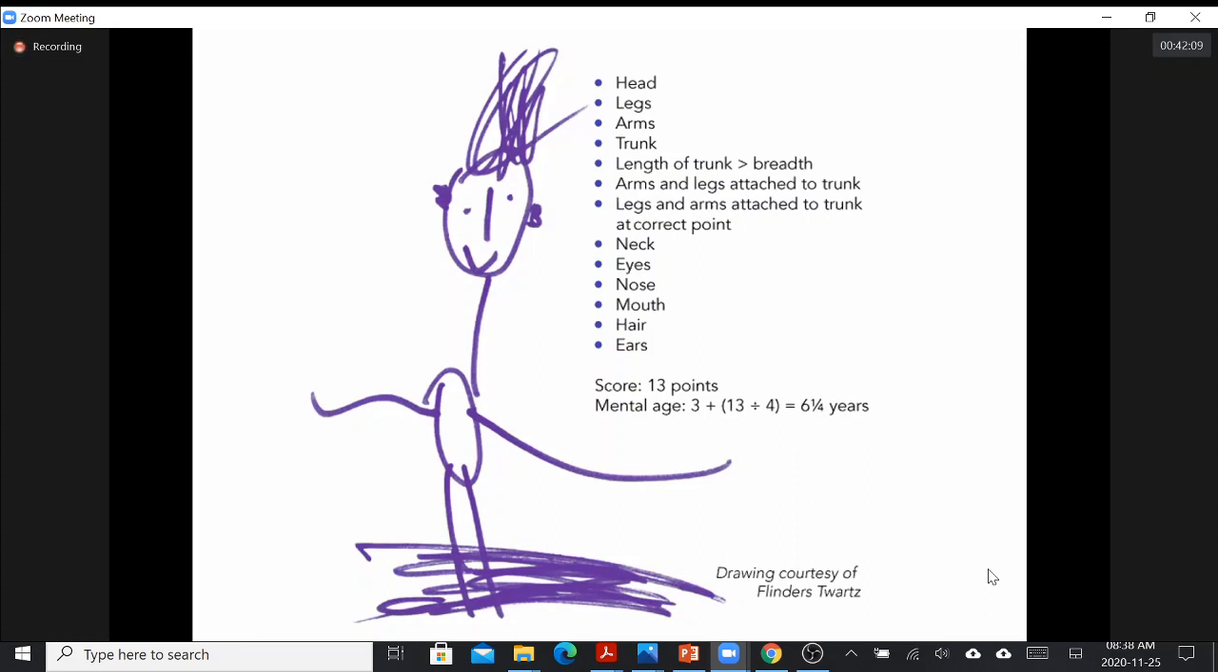So like that, right? You get marks for this, and when you count all this stuff, you get 13 points. So how do we calculate? 3 plus the number of points divided by 4 will give us a rough idea of the developmental age of this child, right? So it comes to around 6¼ years.